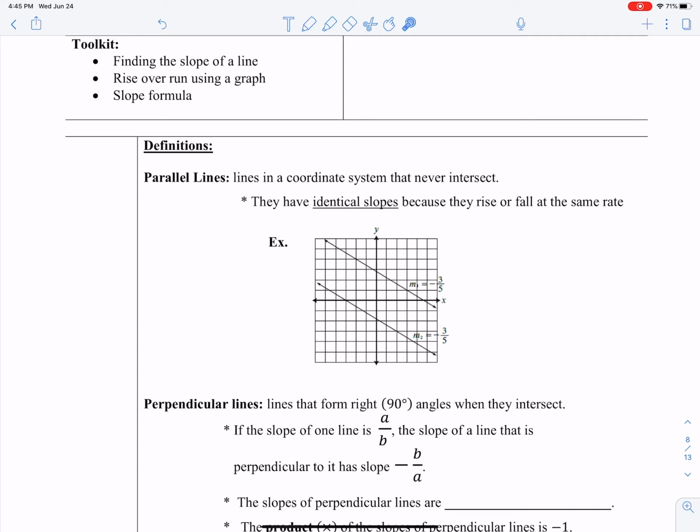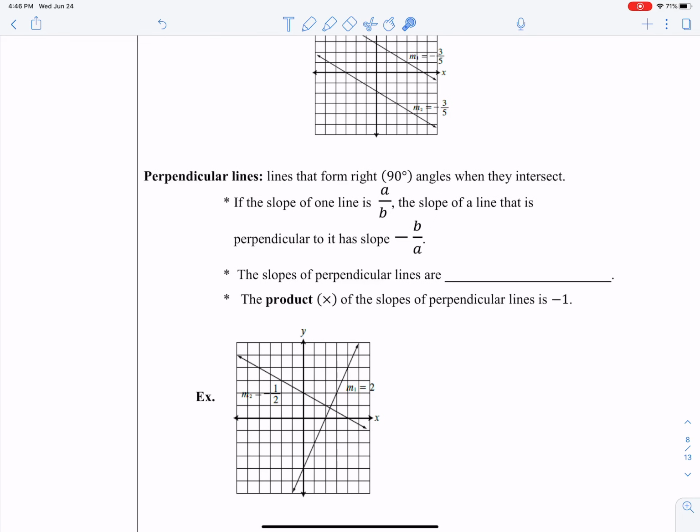A definition of a parallel line are lines in a coordinate system that never intersect. So here we have two lines, they're parallel to each other, and they're never going to intersect each other. They also have identical slope. Okay, so notice that they're rising and falling at the same rate. So here we have m is equal to negative 3 over 5, and this other one is also going to be n is equal to negative 3 over 5.